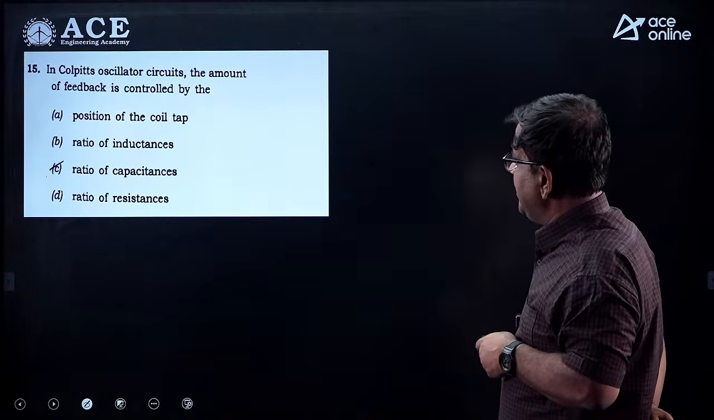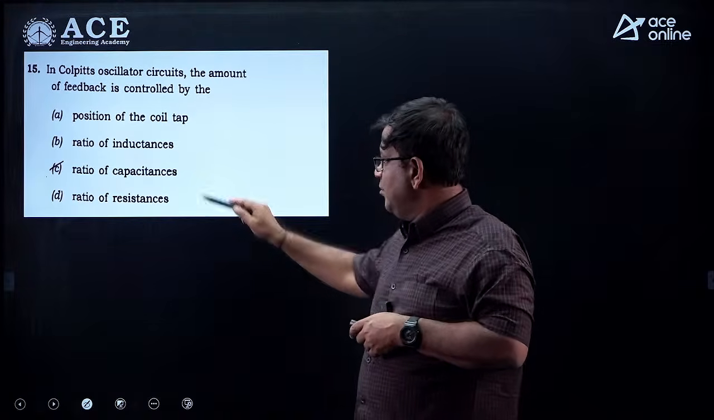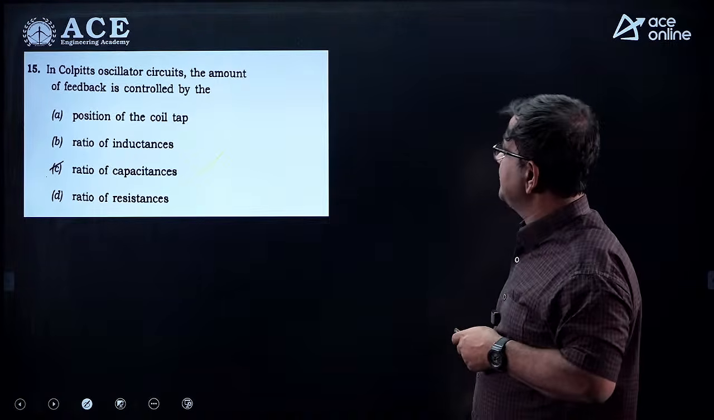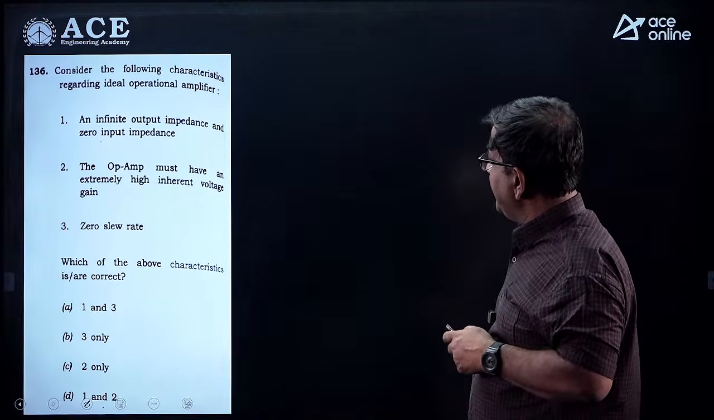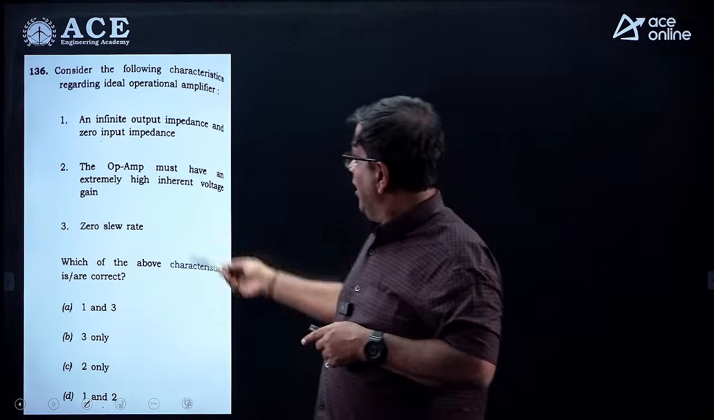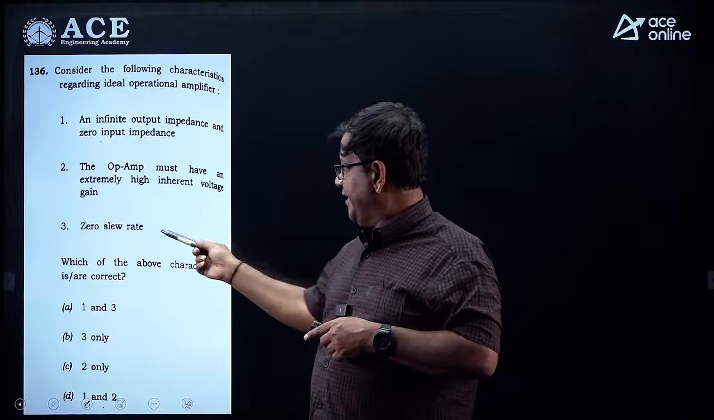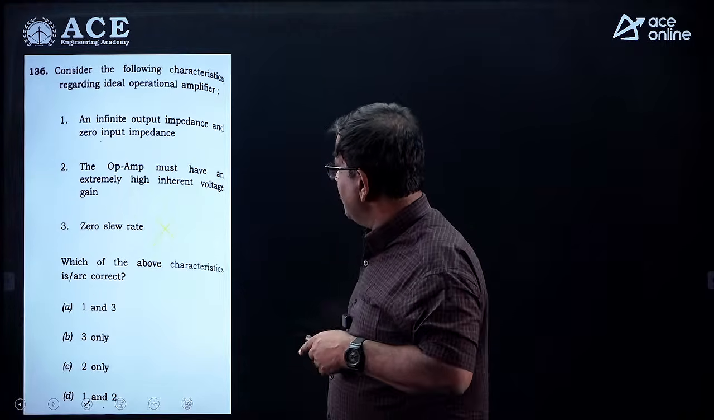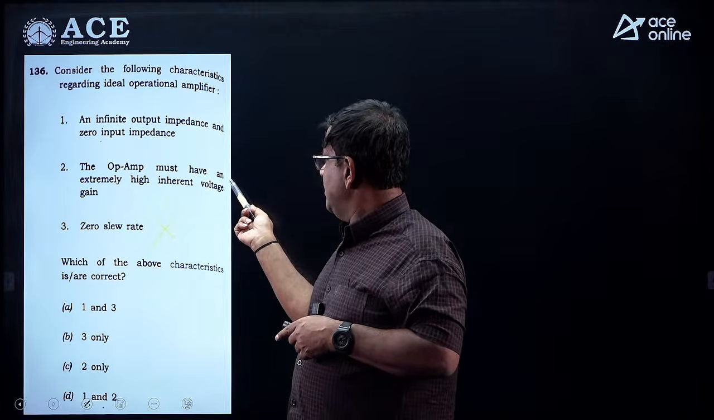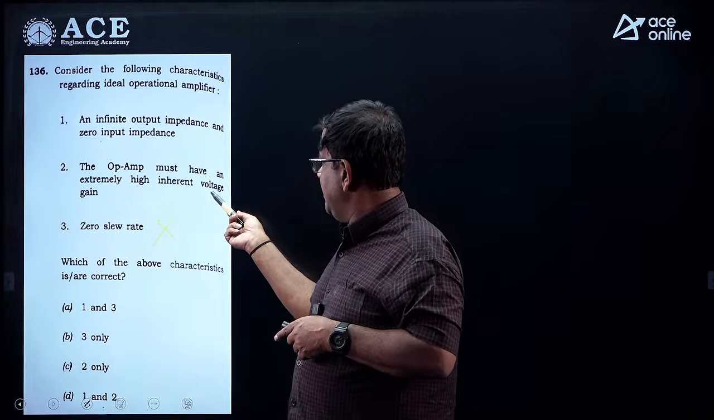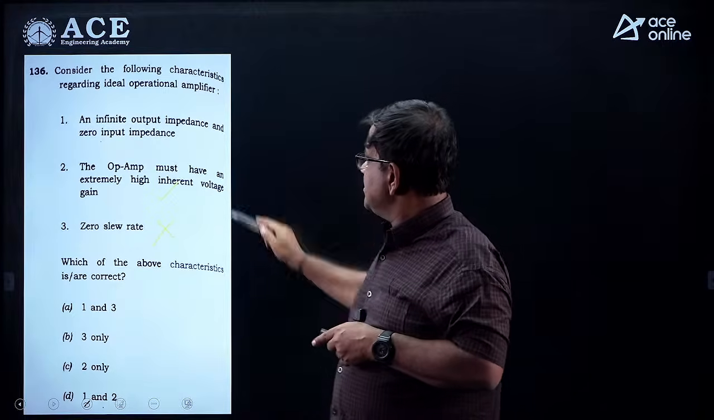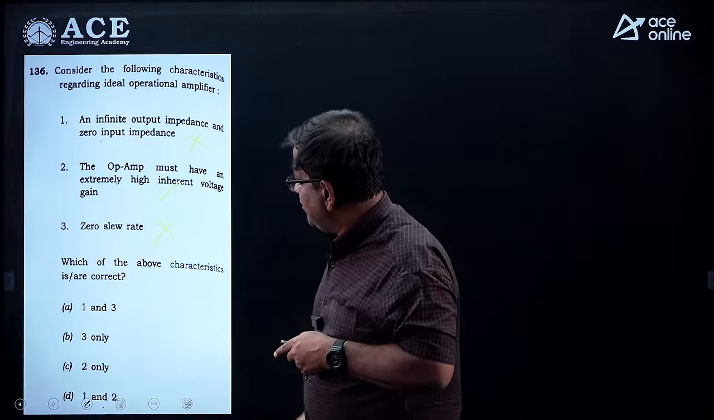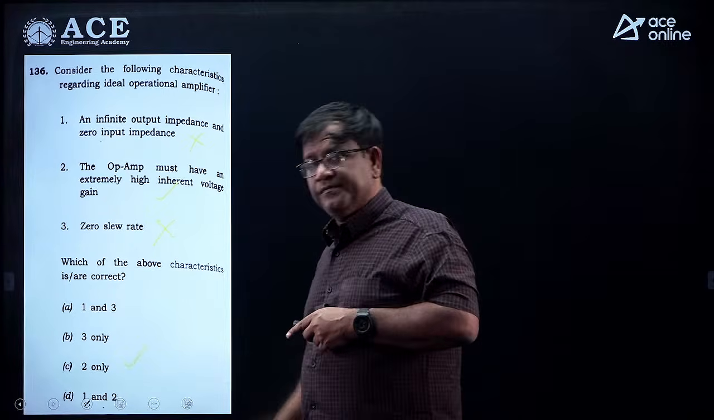In Colpitts oscillator, the feedback is controlled by capacitances. Consider the characteristics regarding ideal operational amplifier. Operational amplifier has infinite slew rate. Here it is given 0. Op-amp must have extremely high inherent voltage gain. This is true. And infinite output impedance. This is wrong. So, only 2 is there. Option C is the right answer.